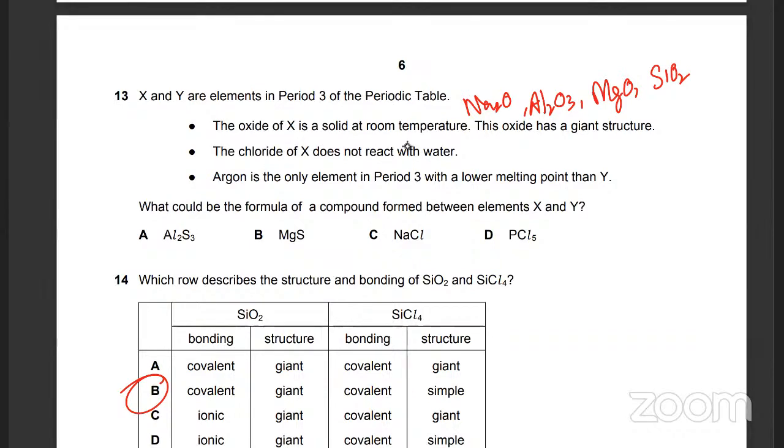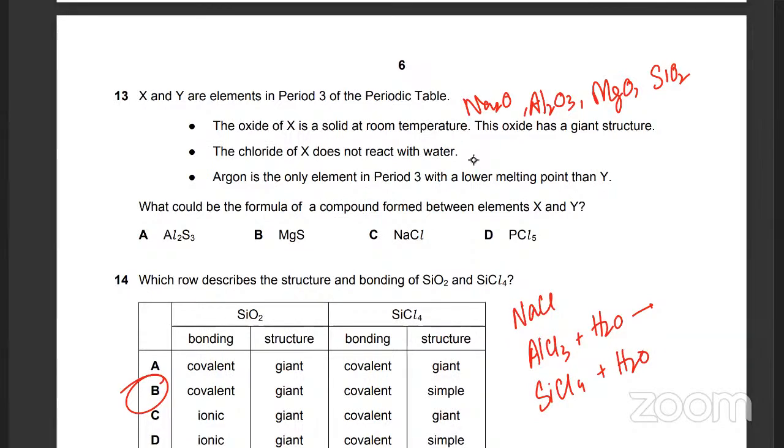The chloride of X does not react with water. So which one is it? Aluminium chloride reacts vigorously with water. Oh, sorry, Na2O won't react. SiO2, SiCl4 also has a vigorous hydrolysis. So Na2O, and this is option C, I guess.